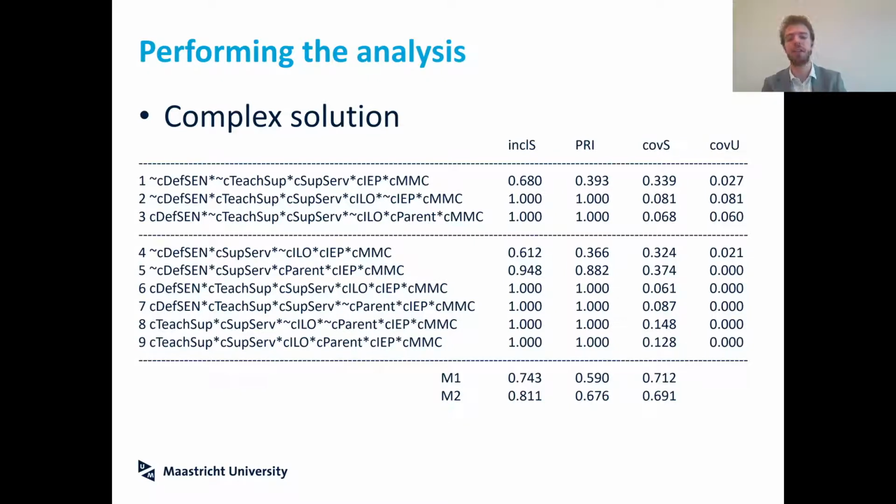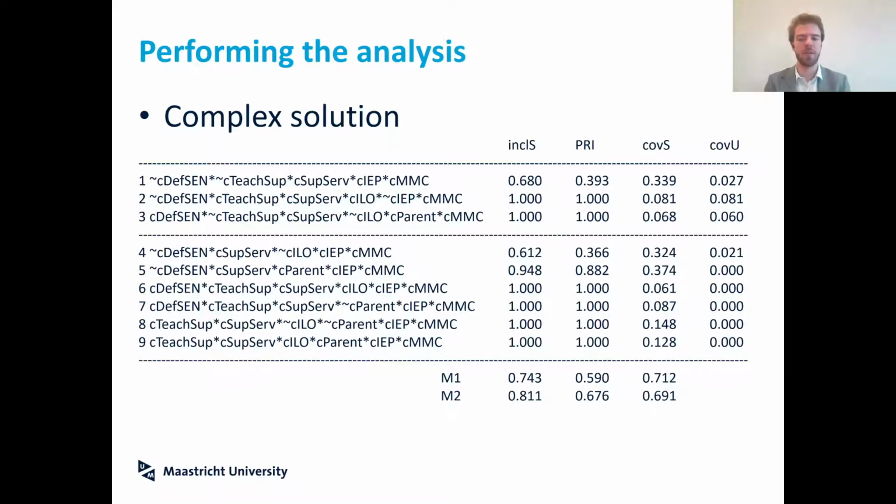So the first line indicates a lack of definition of SEN, combined with a lack of teaching support, combined with the presence of support services, combined with the presence of inclusive education policy, combined with the presence of mixed mainstream classrooms, is the first pathway. So the little dash indicates an absence, and the condition itself indicates the presence. This goes on and on and on.